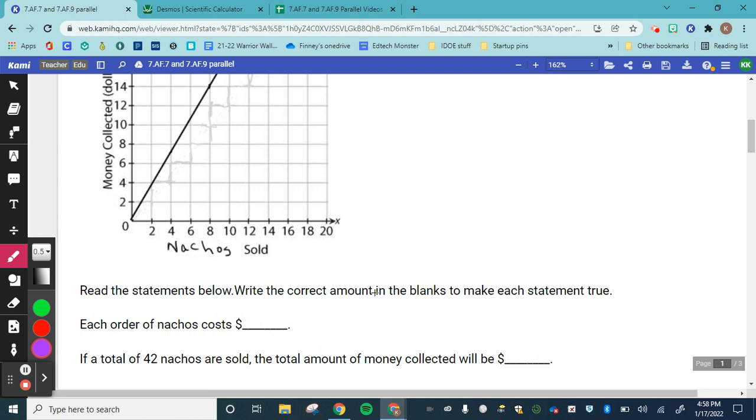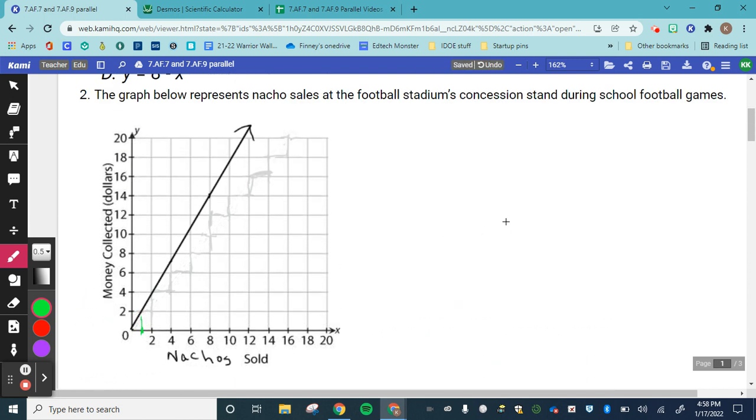So first it asks me each order, and I know that if I'm looking for each order, I need to find the cost of one nacho. So if I look at my graph, one will be right about there, and I can't really tell what that is. So I'll need to find a better point on my graph.